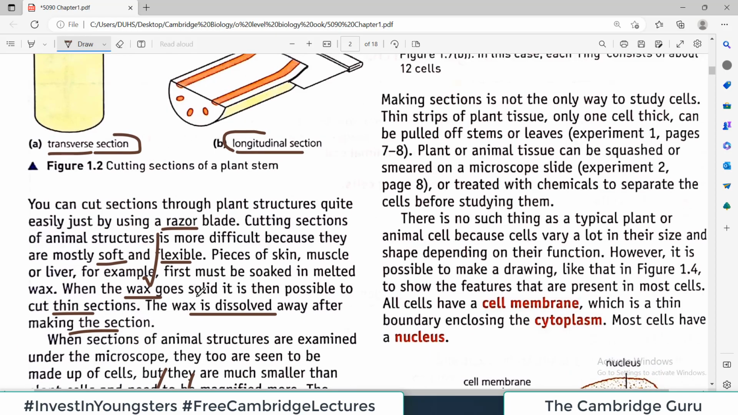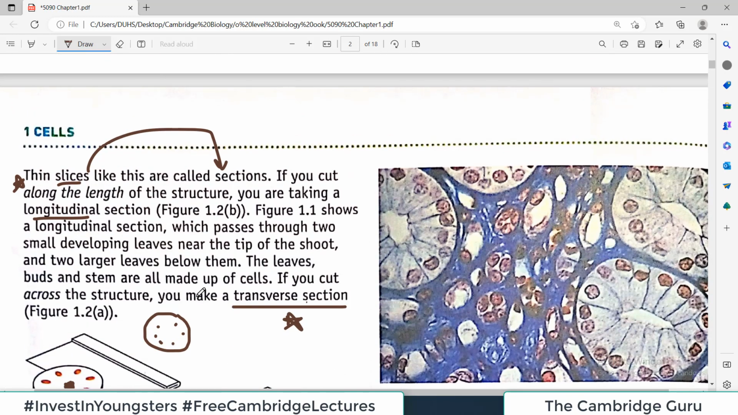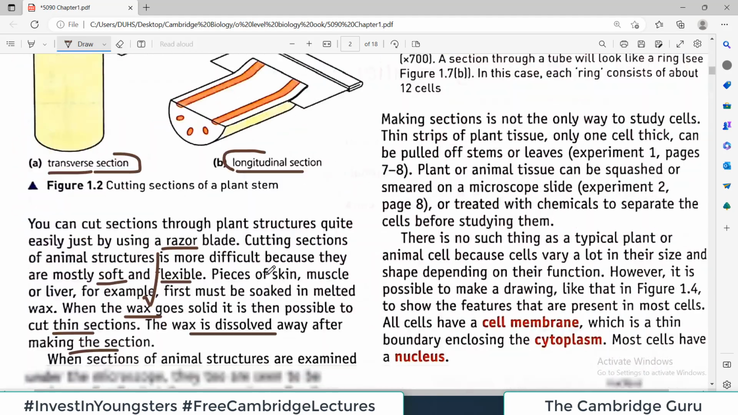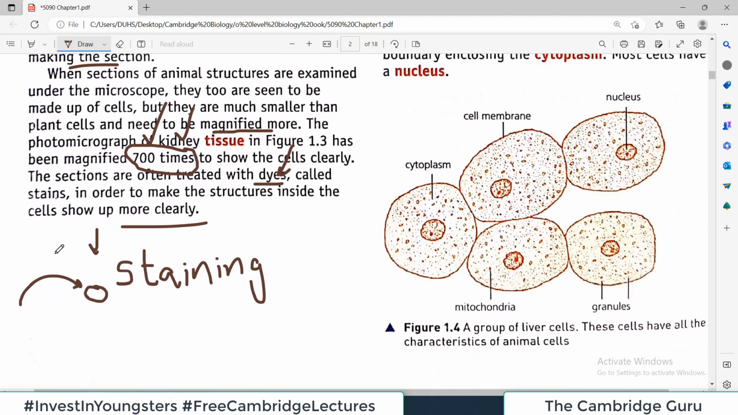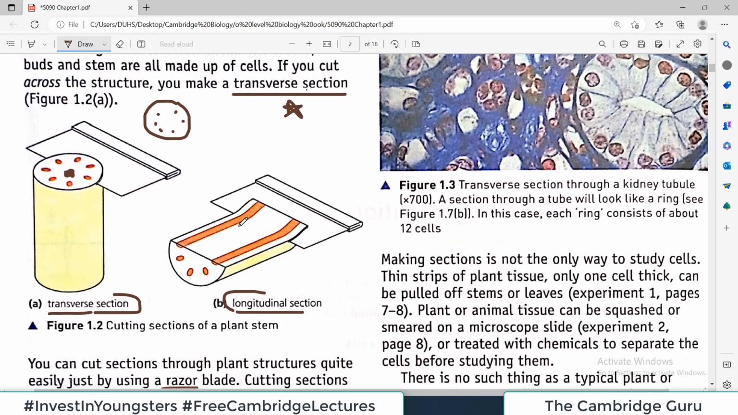Okay, so we have introduced a lot of terminologies for you in this chapter. You should know what is a horizontal section. You should know what is a transverse section. You should know what is magnification. You should know what is the power of the lens. You should know how to work out the magnification. You should also know what is staining. All clear up till now?